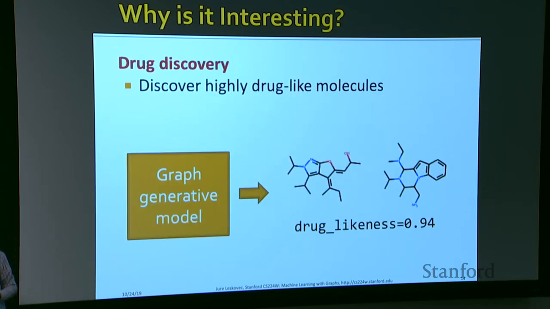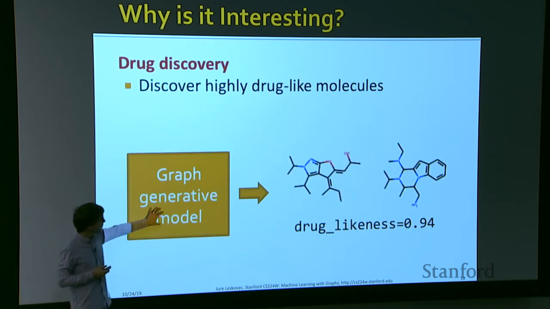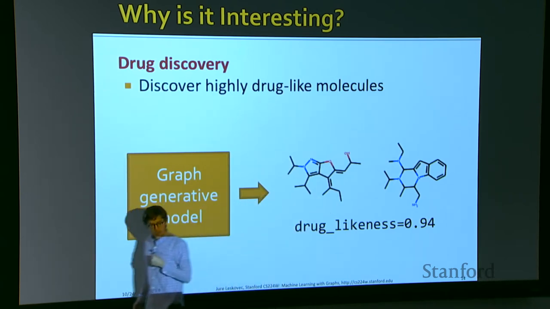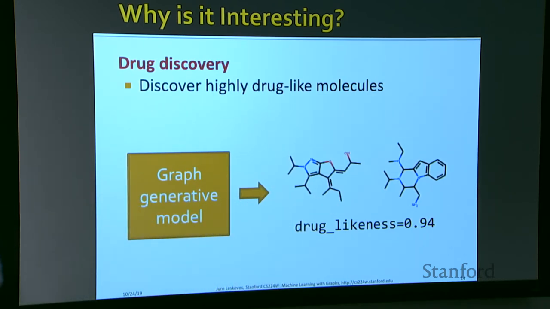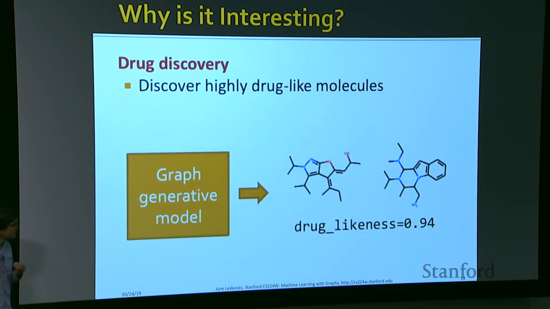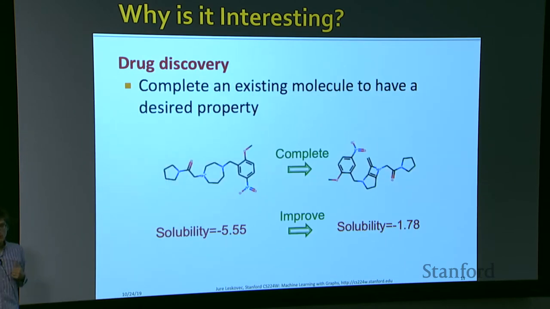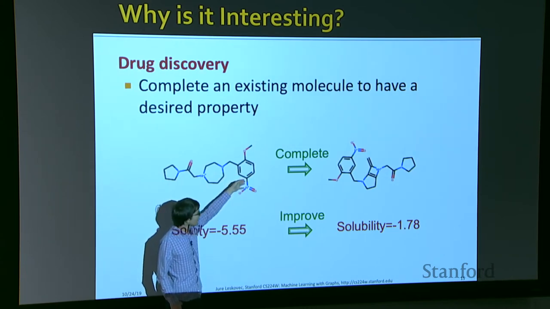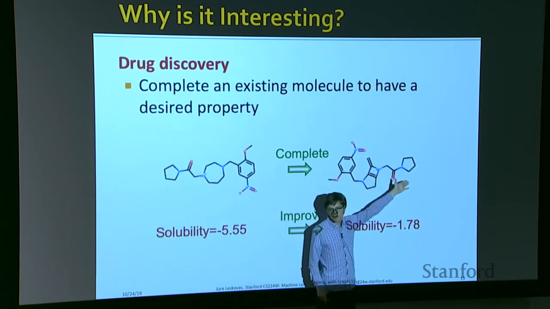As I said, we want to have a box that generates realistic graphs. If we want to generate molecules, we'd like our graphs to look like molecules, like I show you in this slide. What we can also do is graph completion, where you have part of the molecule already generated, and you want to complete that molecule to the end.